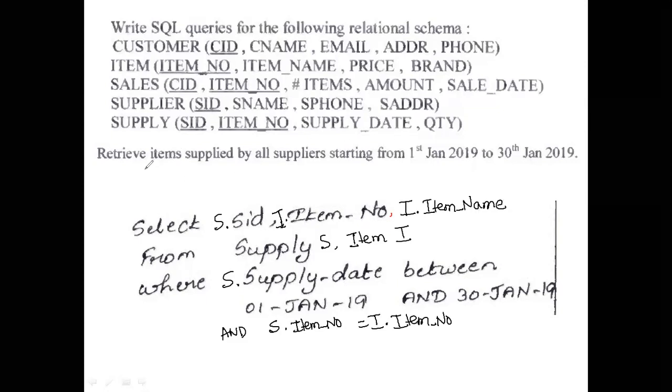Suppose in the question, they may ask, retrieve names of all items supplied. Then compulsorily we have to use two tables because the name will be asked. So it is always a good habit to mention the names of the products, items, or customers in a query, rather than just writing the IDs or numbers related to the tuples. So this is a complete query for this particular question.